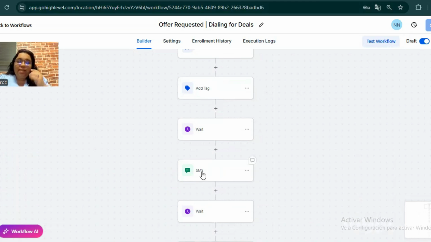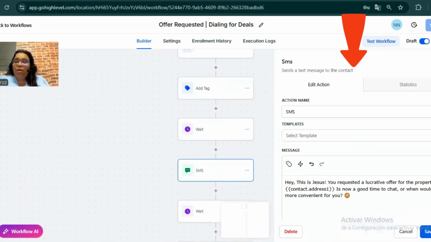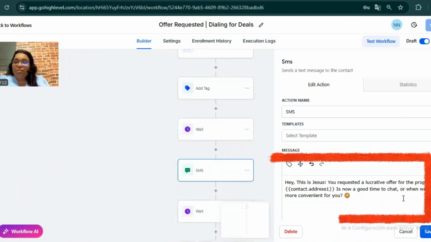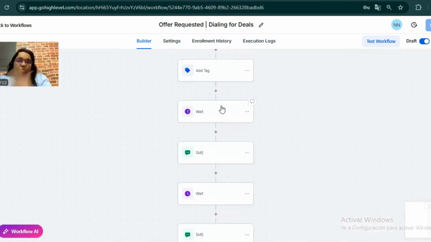Then it sends a text letting them know who you are and where you're contacting them. They requested a lucrative offer for the property. About the address, is it not a good time to chat, or is any other time more convenient for you? I always like to give people options.